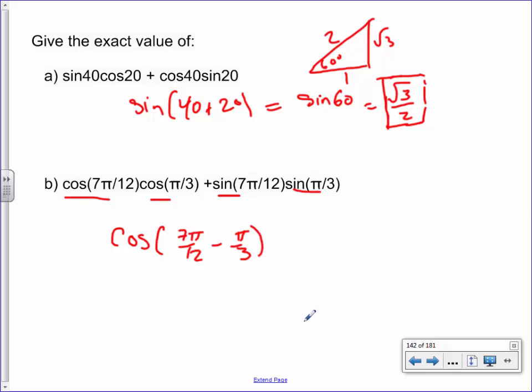As I look at this, are we able to find an exact value of something like this at this particular moment? I'd say no, not yet.